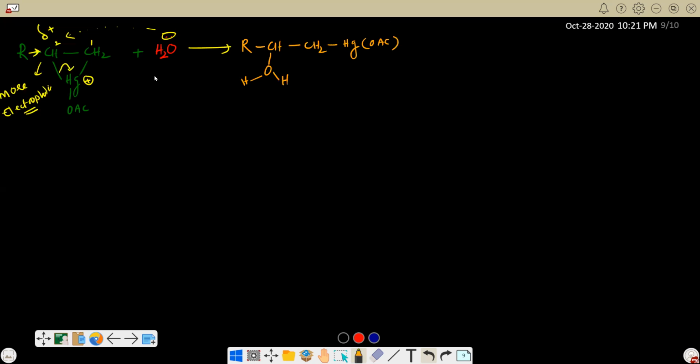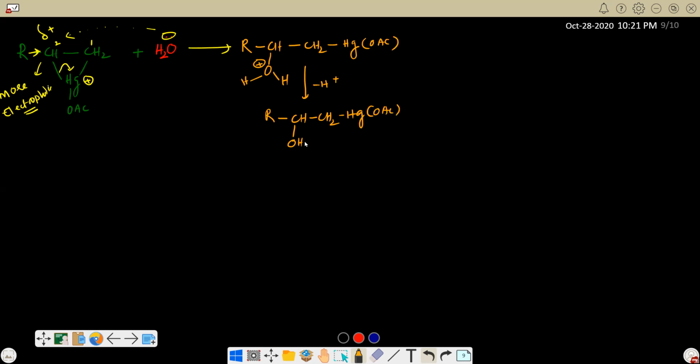Understood? Being like this, here this oxygen carries a plus charge. And in the next step, minus H plus, protonation and deprotonation take place. So this product is R, CH, OH, CH2, HgOS.